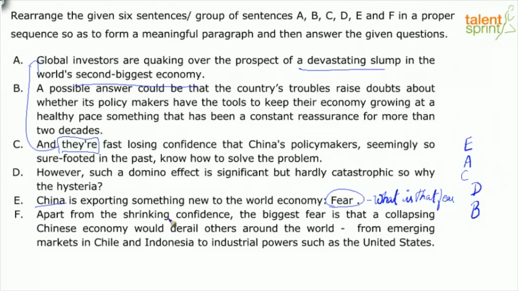It says, apart from the shrinking confidence, that's another clue word for you, because C already says fast losing confidence. One of the other strategies when it comes to paragraphs is noticing repetition: confidence, confidence, repeated. So EAC, F has to follow C. It's making reference to it. In the question, there is a clue word. In D, there is a clue word. No, Ravi, not the topic sentence.